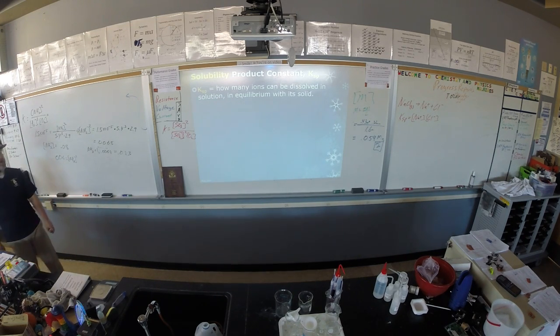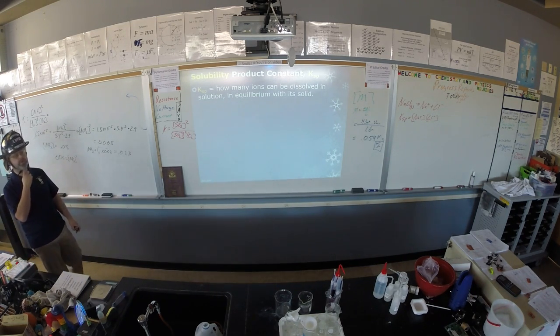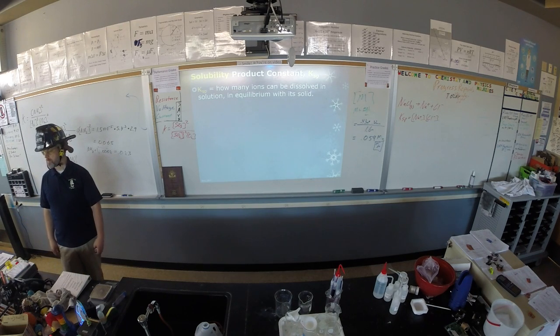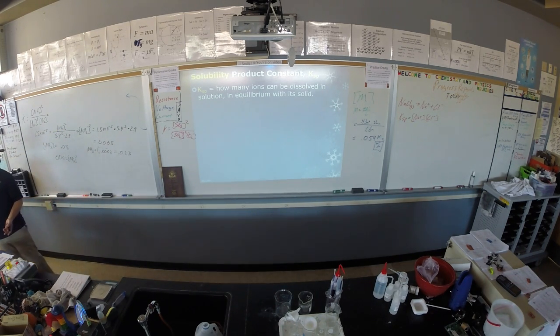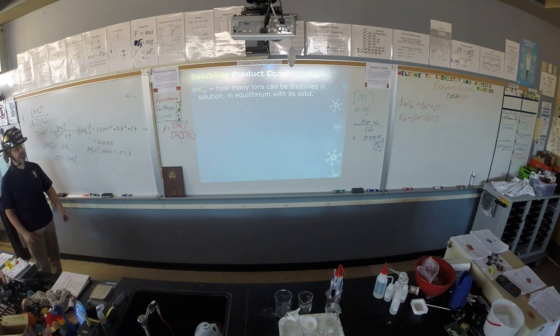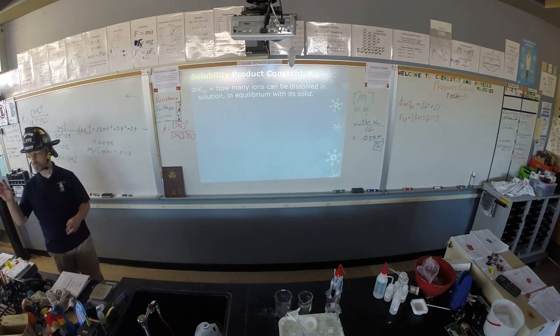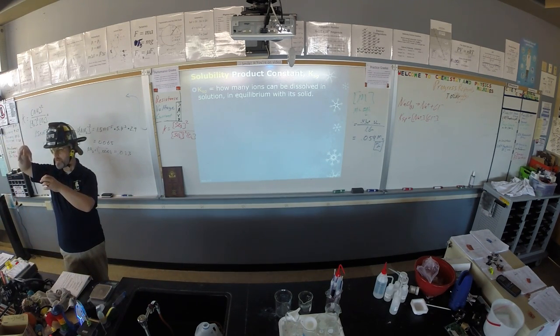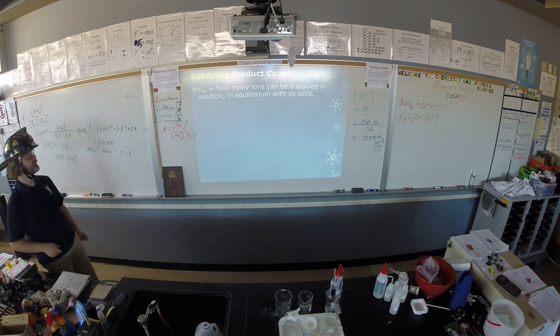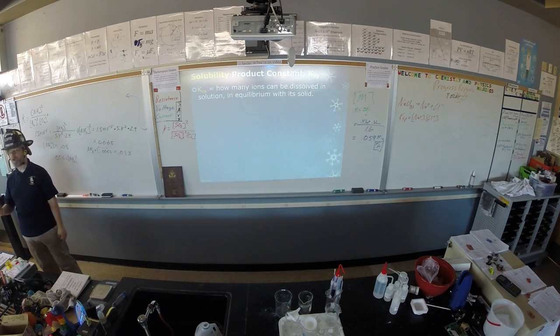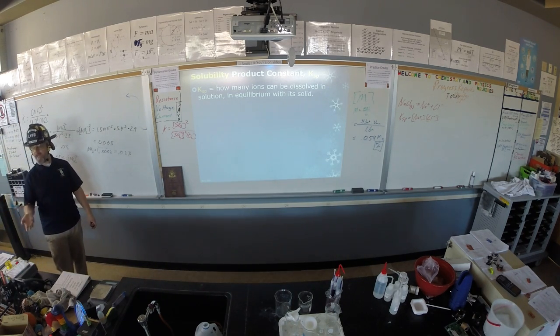So the KSP is how many ions can be dissolved in the solution in equilibrium with its solid. In other words, how many ions you can get into solution before it becomes saturated. We did saturation last week, where the solid is in equilibrium with the ions floating above it. That's saturation. So the KSP is how many ions you have at saturation.